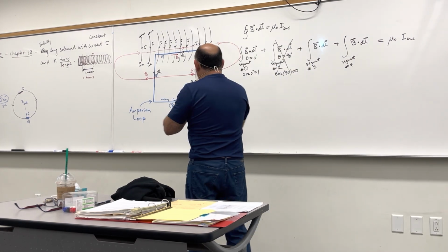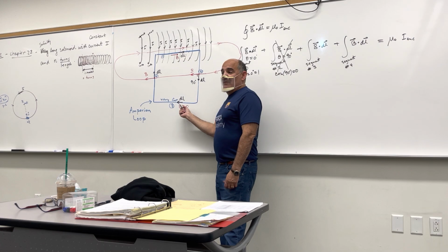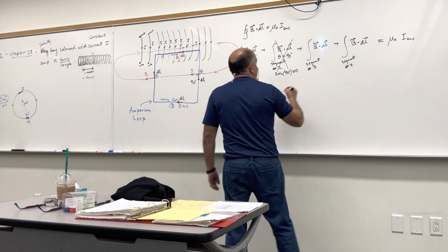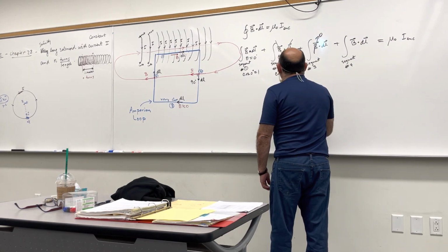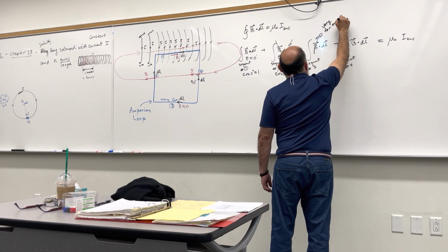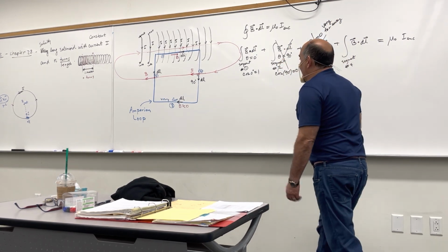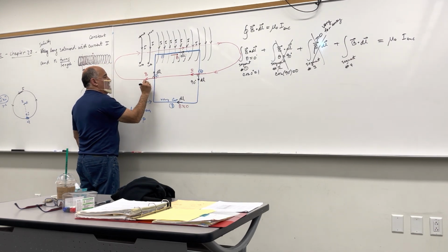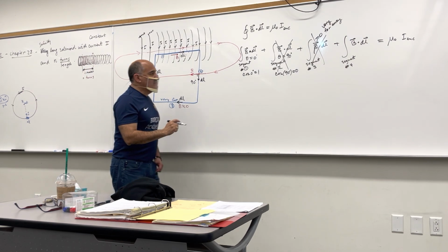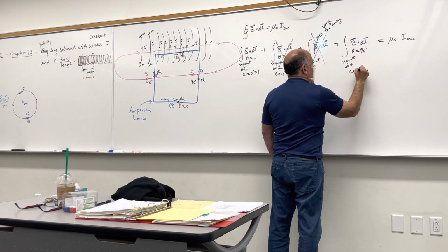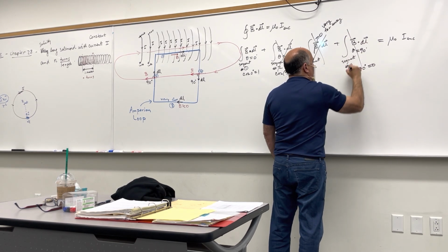For segment number 3, well, in that case, I imagined it to be so far away that the magnetic field itself is 0. Very far away. So this doesn't contribute. And for segment number 4, the angle between the magnetic field vector and the infinitesimal length vector is 90 degrees. So theta equals 90 degrees, and again, the cosine of 90 degrees will give me a 0, so this is out.